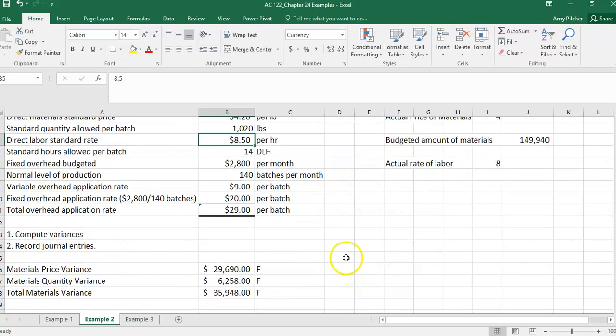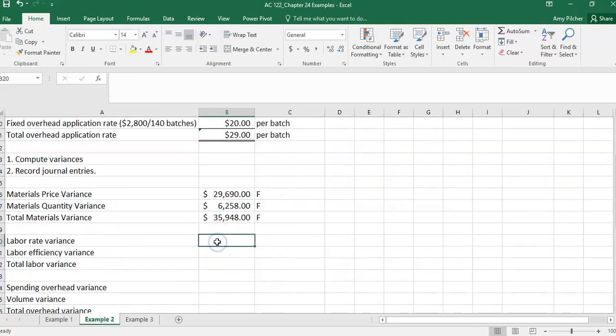So we take our actual hours, 2,200 hours, times the difference between our budgeted rate and our actual paid rate of $8 per hour. We get a labor rate variance of $1,100, and that variance is favorable because we paid 50 cents less an hour than we budgeted. Now our labor efficiency variance.